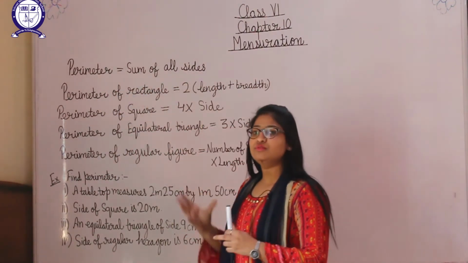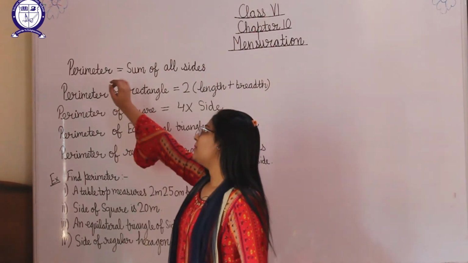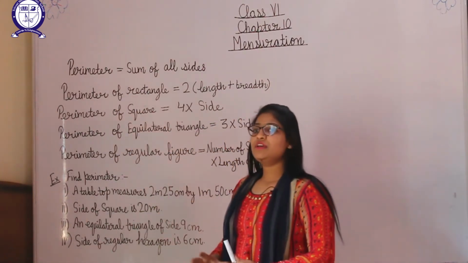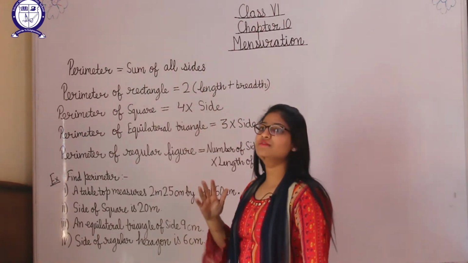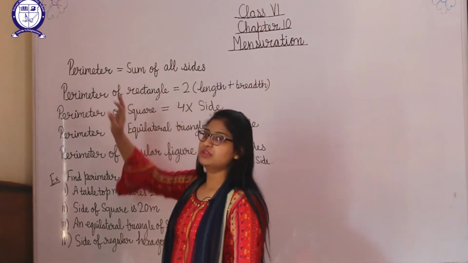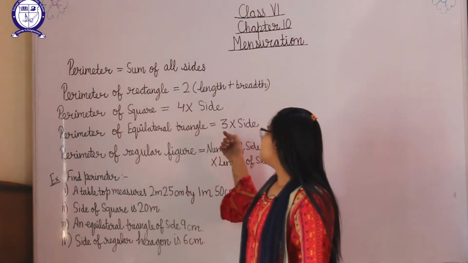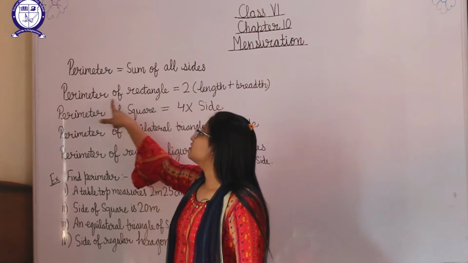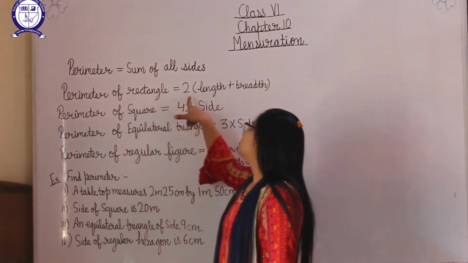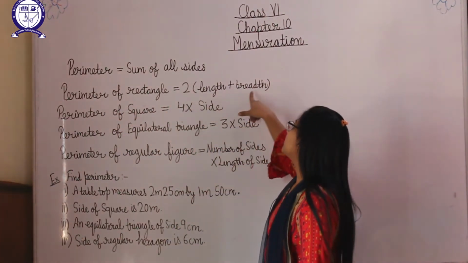What you have to do to find the perimeter is simply see the length of all the sides and add them, and you will get the perimeter. Okay, now there are some formulas related to the figures. If there is a rectangle, the perimeter of a rectangle is equal to 2 multiply length plus breadth.